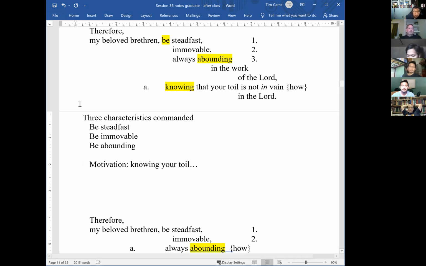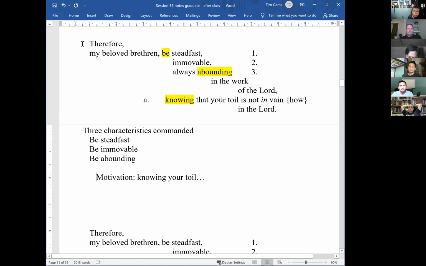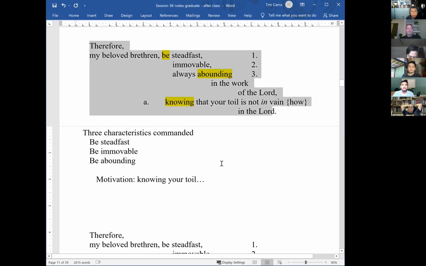I'd preach first, right? But this is a modifier. The motivation's modifying. How do I be steadfast? How do I be immovable? How do I be abounding? Okay, that is from this diagram.